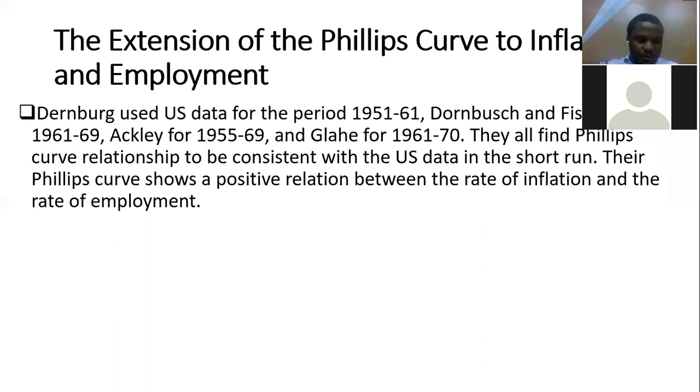That's 10 years. Ackley did his own for 1955 to 1969. Glay did his own between 1961 and 1970. All of them find the Phillips curve relationship is consistent with the US data only in the short run. Only in the short run. You can see those periods that were considered. They all span a period of 10 years, 5 years, 11 years, okay?